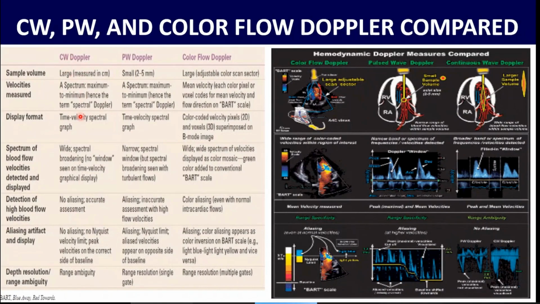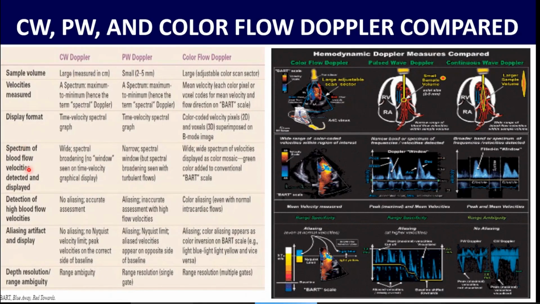The velocity is measured all across the echo beam, whereas in pulse wave Doppler, we place a sample volume which is 2 to 5 millimeters in thickness. We actually tell the machine where we want to measure the velocity. That is not possible in continuous wave Doppler, and in color flow Doppler we again do not adjust the sample volume, but we can adjust the sector scan sector. You can decrease or increase the size of the sector.